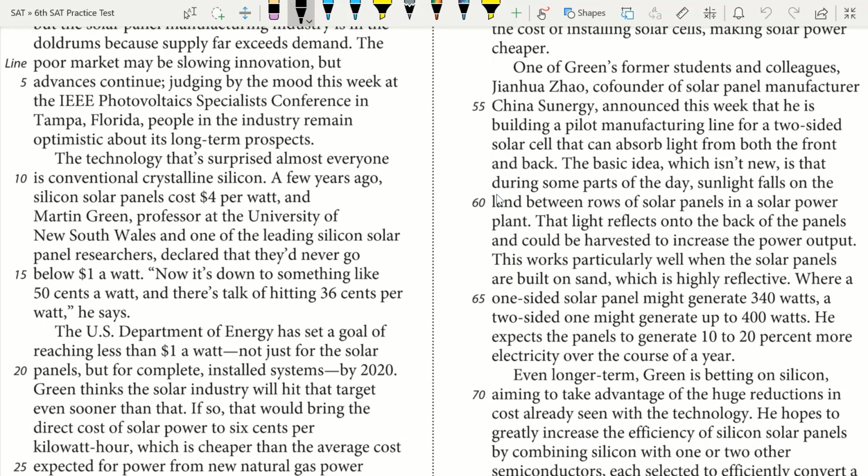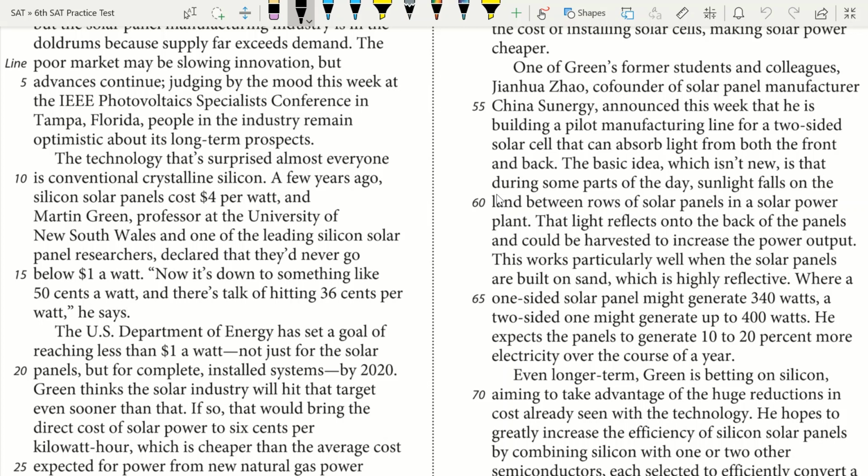Judging by the mood this week at the IEEE Photovoltaics Specialist Conference in Tampa, Florida, people in the industry remain optimistic about its long-term prospects. The technology that surprised almost everyone is conventional crystalline silicon. A few years ago, silicon solar panels cost $4 per watt, and Martin Green, professor at the University of New South Wales and one of the leading silicon solar panel researchers, declared that they'd never go below $1 a watt.